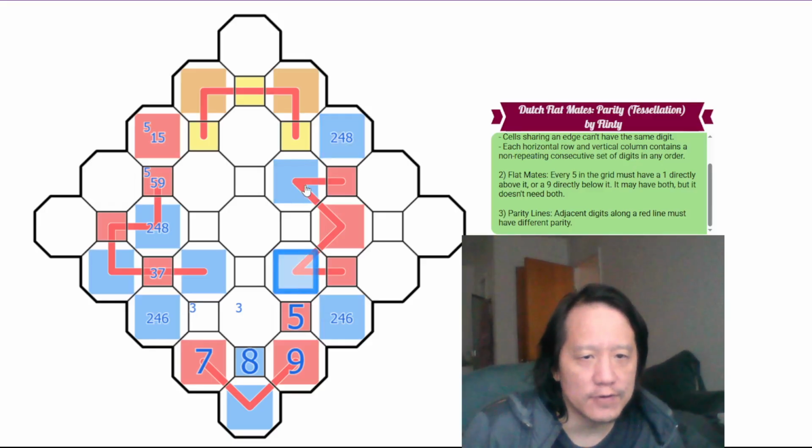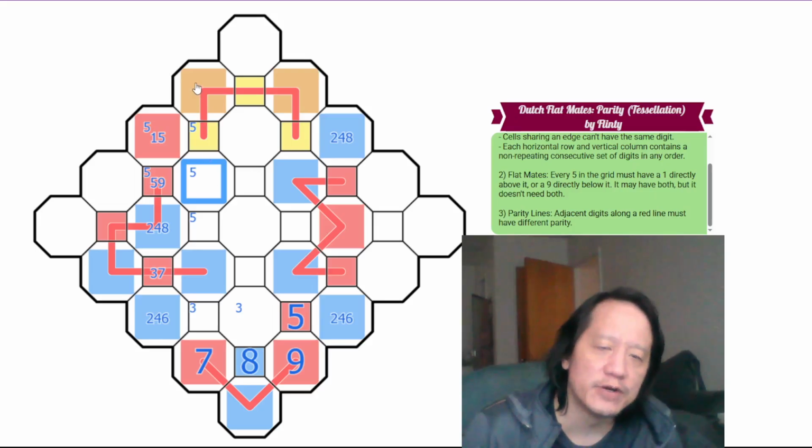These are even. Where's the 5 in column 4? Can't be here because it can't have a 1 above or 9 below. Can't be here. It could be any of these 3, with a 5 being here. Okay, so if this is 5, that would force this to be 9 below it, because these are opposite sets of parity. So that 5 would force this to be 1. This 9 would force... Okay, that works.